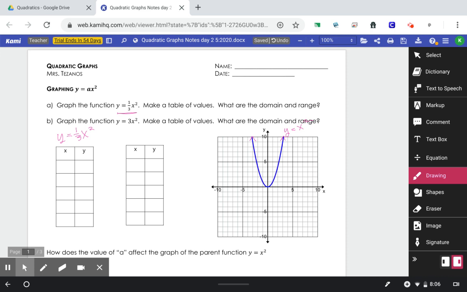Now, when I look at this, there's no b value. So I know that the axis of symmetry is 0. So that's going to be in the middle of my table. All right, that's going to be my turning point. So when x is 0, my y is also 0. Okay, so now I'm going to pick a couple points to the right and left of that point.